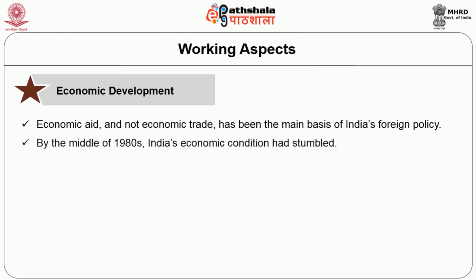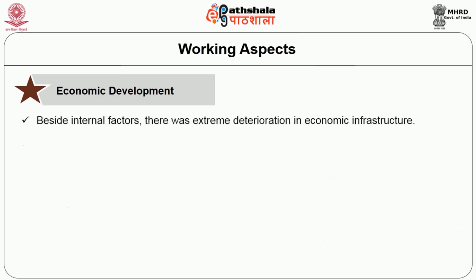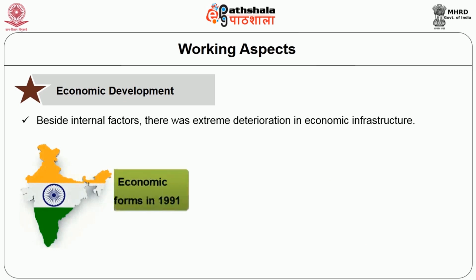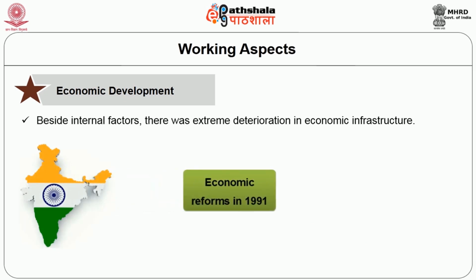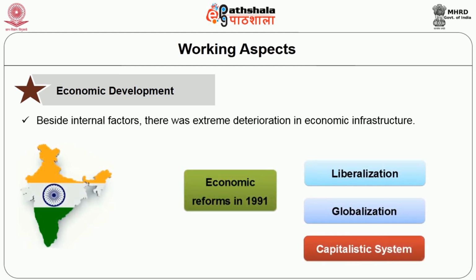By the middle of 1980s, India's economic condition had stumbled. At international level, change in India's economic foreign policy was due to adoption of economic reforms even by socialistic countries and connecting with capitalistic countries and disintegration of Soviet Union. Besides internal factors, there was extreme deterioration in economic infrastructure. So, India started the process of economic reforms in 1991. Under it, through the process of liberalization and globalization, India connected itself to the capitalistic system.